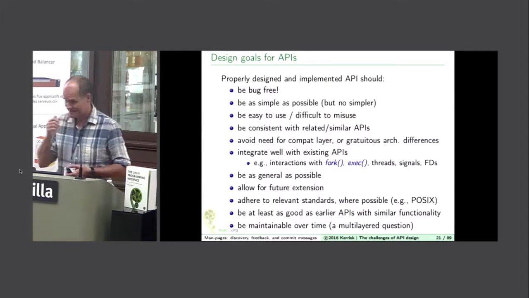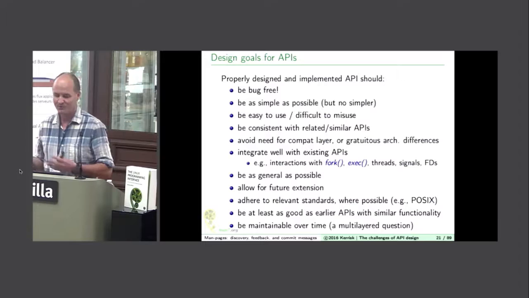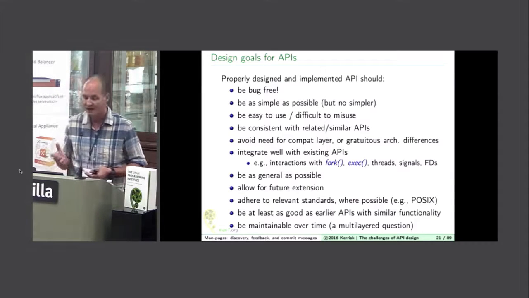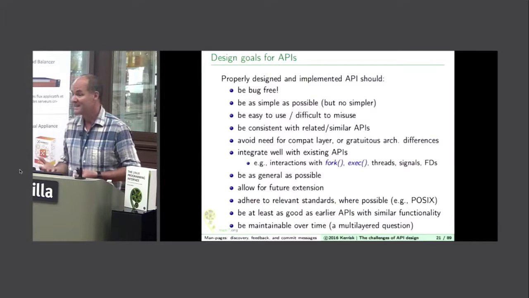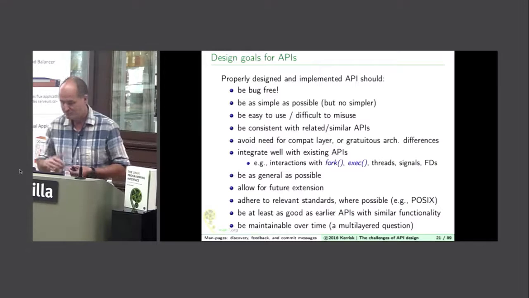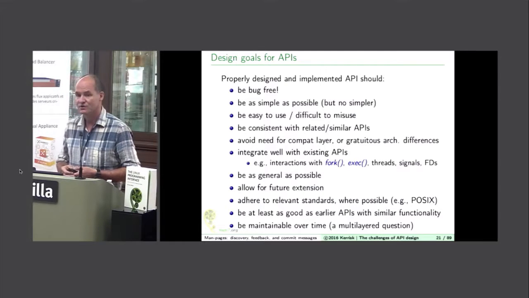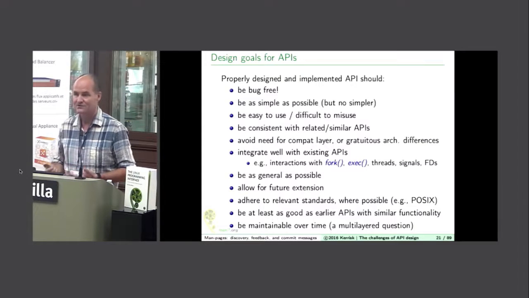I'm going to take it as presumed that these are all good things that we want in terms of API design. I'm not going to try and debate that. But there's a whole lot of things I think we assume we want: bug-free interfaces, simple interfaces, extensible interfaces, interfaces that are maintainable over time, adhere to standards, and so on. So I'm not going to try and work through all those points. I'm just going to say I presume that we agree that this is stuff we want.